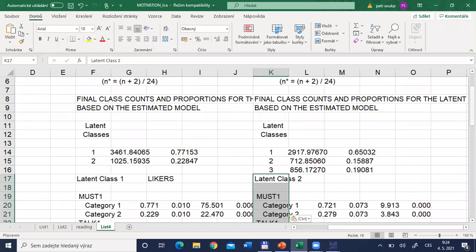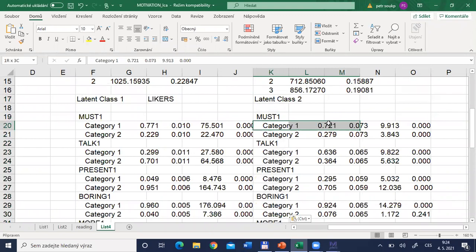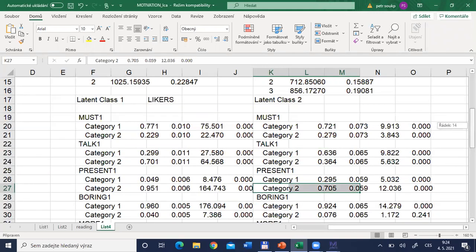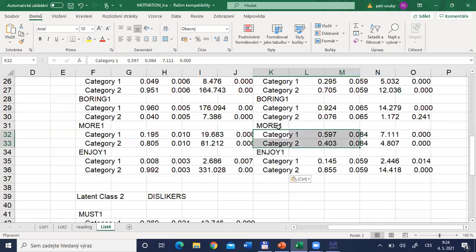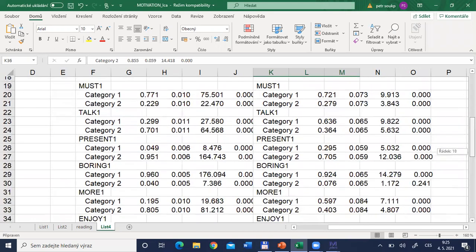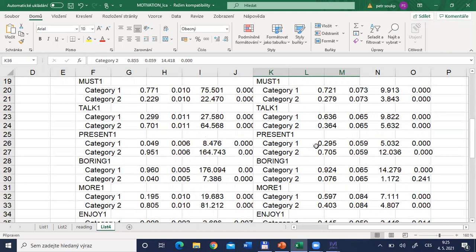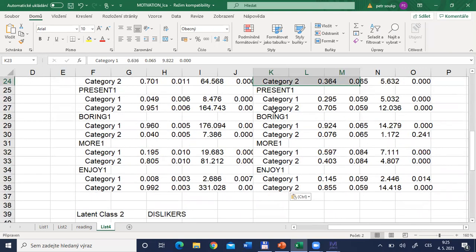So I would go down and we can start. They mostly agree they must read. They wouldn't like to talk. Maybe they would like to have a present. They do not agree that it is boring. They are quite divided on whether it would be good to get more. And they quite enjoy reading books. What could be the interpretation for this latent class? Once again, they are not quite against reading, but they don't like to talk about books with others. They are enjoying it and they would like to get a book as a present.